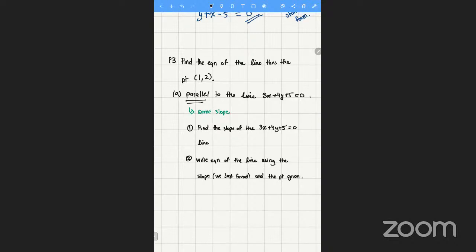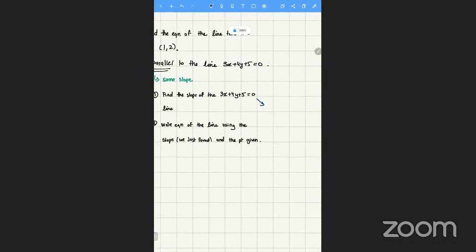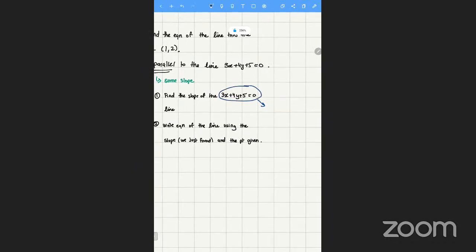Aisha, did you find the slope of this line? The slope is not 4. Aisha, what is this form called? Standard. So I asked at the beginning, you have to change it to y equals mx plus b, because how else would you know the m? I don't know how to change it.